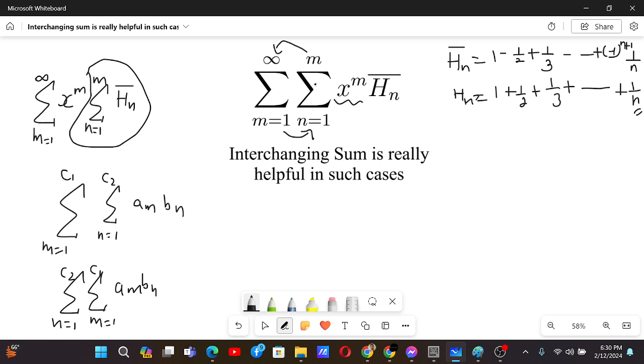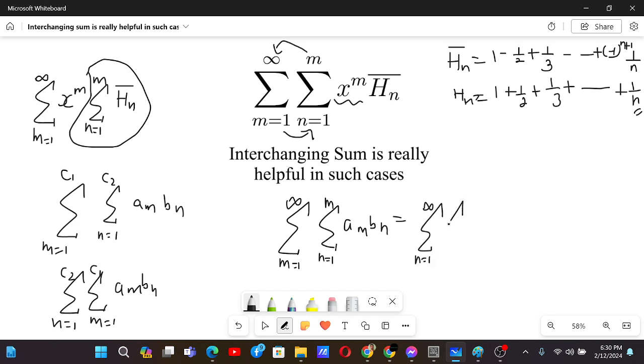So we have a formula which I will also prove and then use to solve this problem. If you have the sum from m equals 1 to infinity, and then the sum from n equals 1 to m of a_m b_n, then this is equal to the sum from n equals 1 to infinity, sum from m equals n to infinity, of a_m b_n. So we have this identity, and it will be helpful in solving this problem.